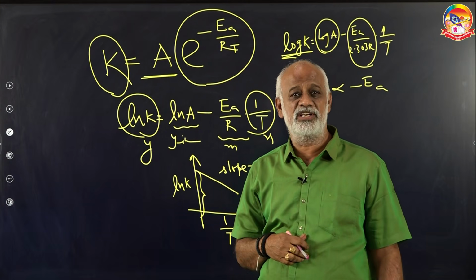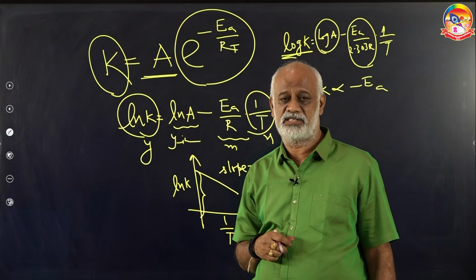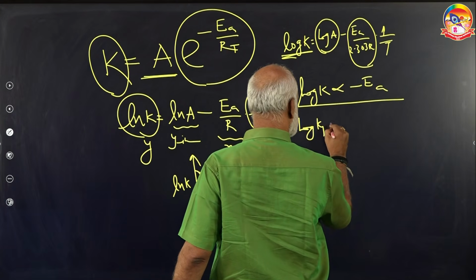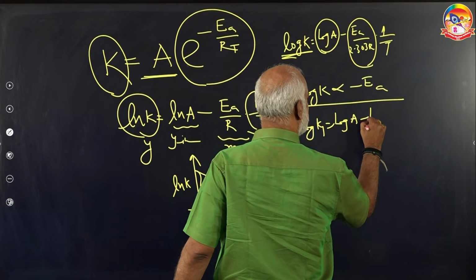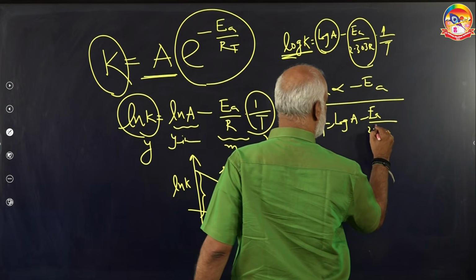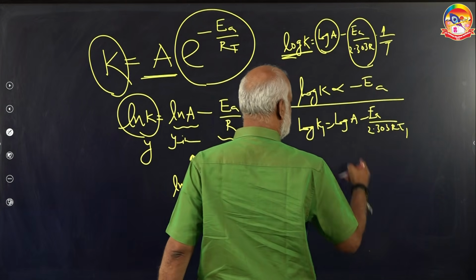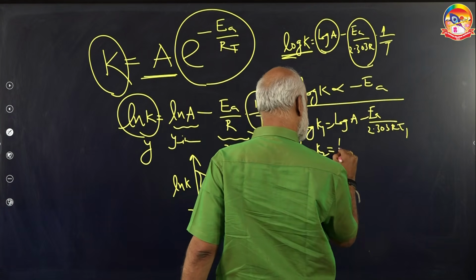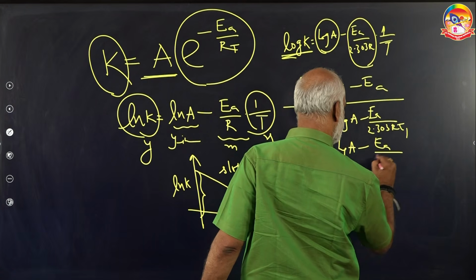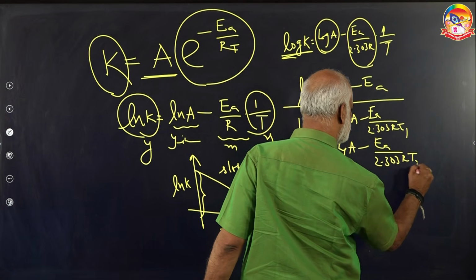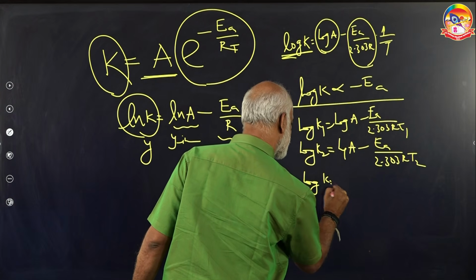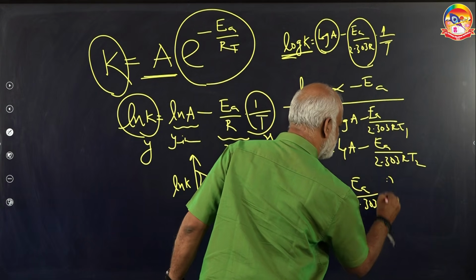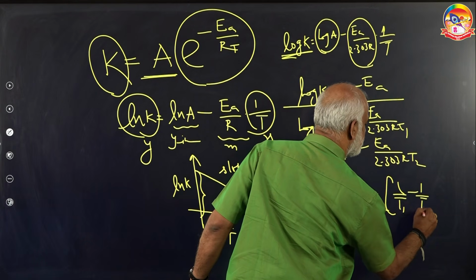But if the same reaction is carried out at two different temperatures, how to write it? Let us say log K1 is equal to log A minus EA by 2.303 RT1. K1 is the rate constant at temperature T1. Log K2 is equal to log A minus EA by 2.303 RT2. Then log K2 by K1 comes out to be EA by 2.303 R into 1 by T1 minus 1 by T2.